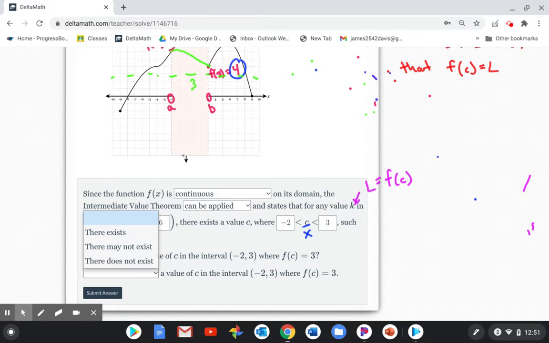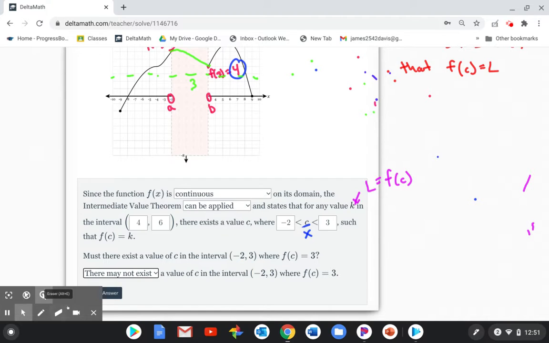So we're going to say there may not exist, meaning we don't know. There could be, there could not be. We can't say based on this theorem a value in between those two.